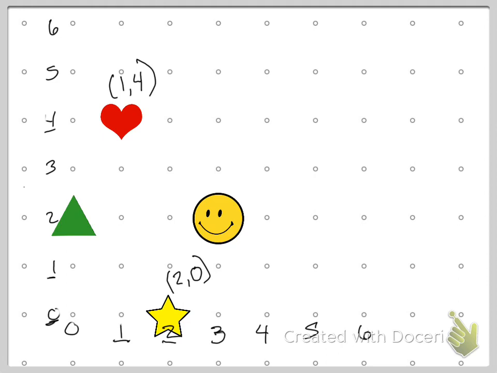The happy face family is at 3, 2, because he leaves 3 over and 2 up. And the triangle family is going to be at, look, it's at 0, because it doesn't move on the X, doesn't move to the right, and 2.